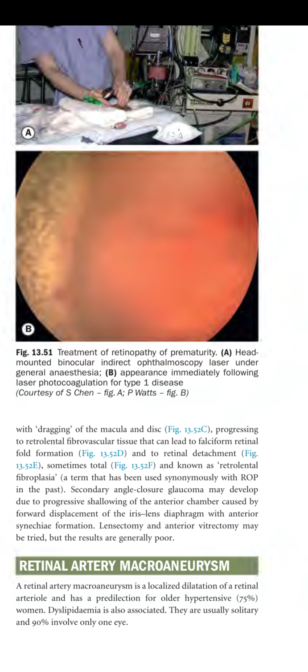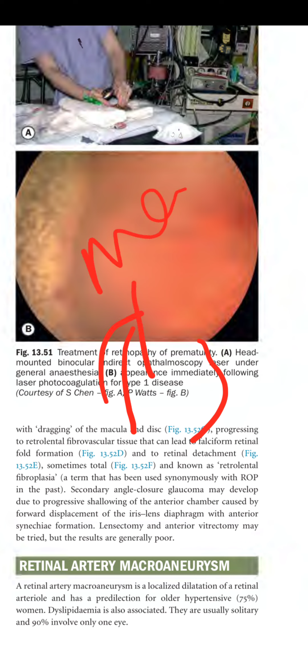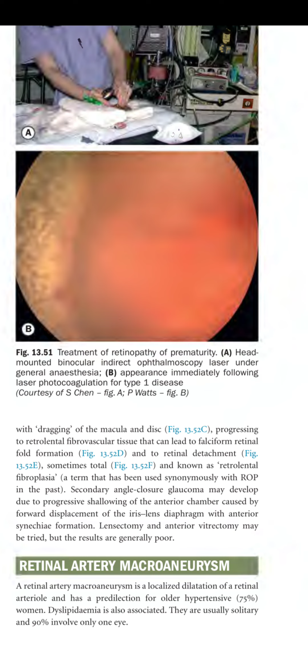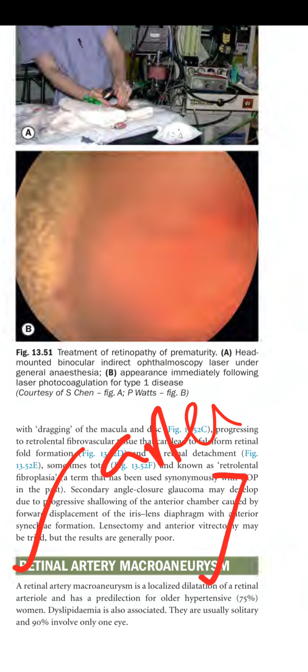Then there is a retinal artery macroaneurysm. So there is a retinal artery and there is a formation of an aneurysm which is of macroscopic appearance. A retinal artery macroaneurysm is a localized dilatation of a retinal arteriole and has a predilection for older hypertensive women. Dyslipidemia may also be associated. They are usually solitary and 90% involve only one eye.